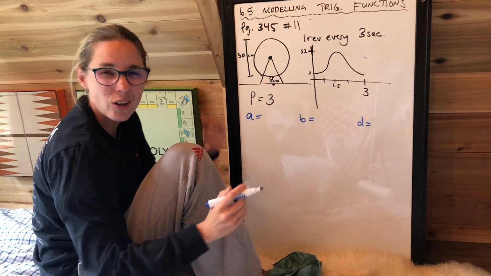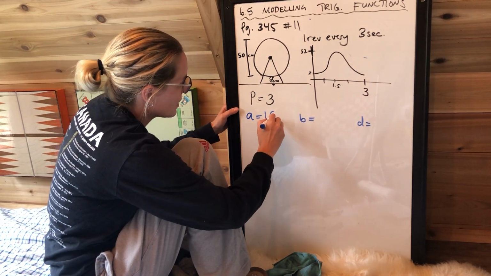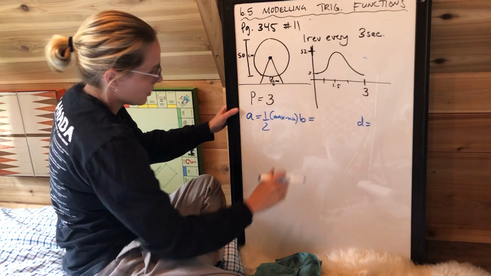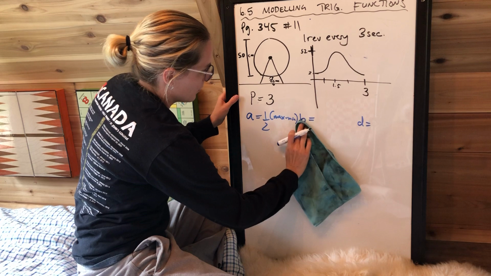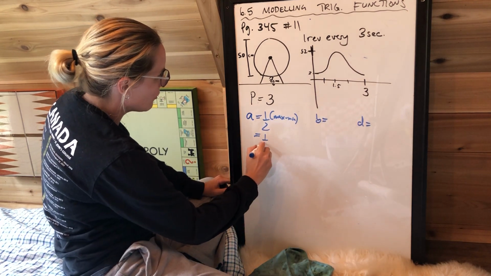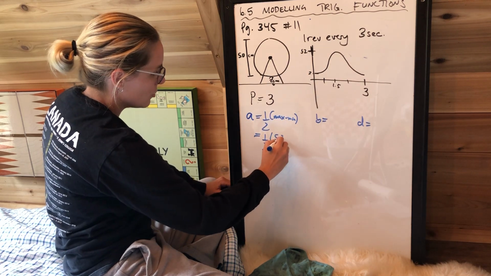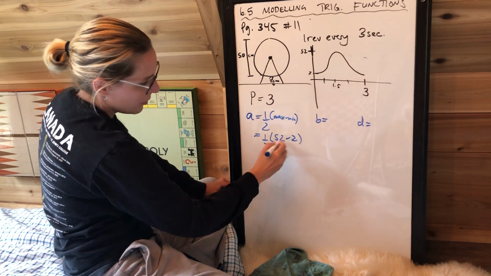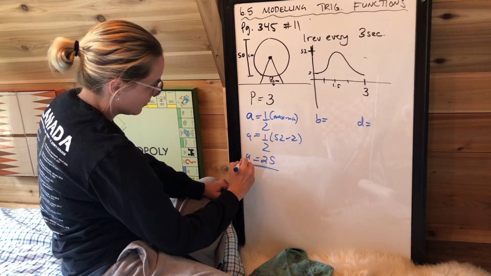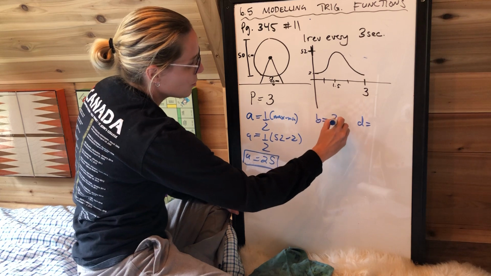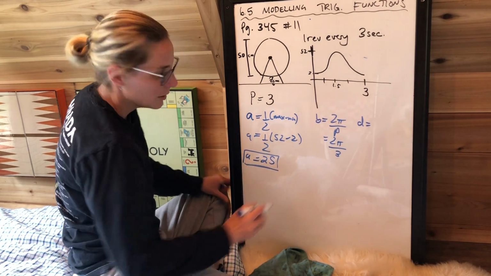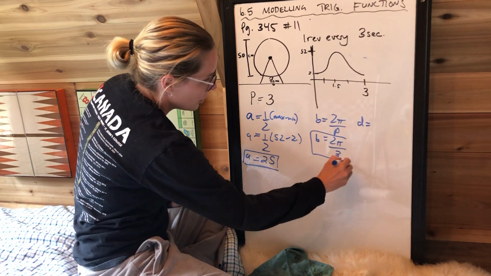Some of them are much more straightforward. So do the 3 that are really easy. Amplitude is always half the max minus the min. Well, we've now discovered what our max is. Our max is 52. Our minimum is 2. 52 minus 2 is 50. Half of that is 25. Great, I have my A value. Okay, B is 2 pi over the period. In this case, the period is 3. So our B value is 2 pi over 3.